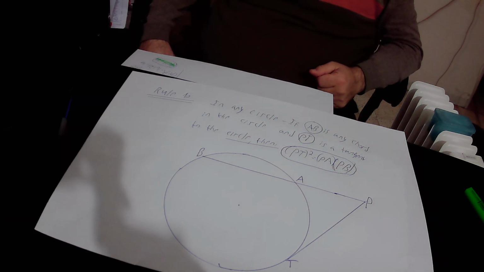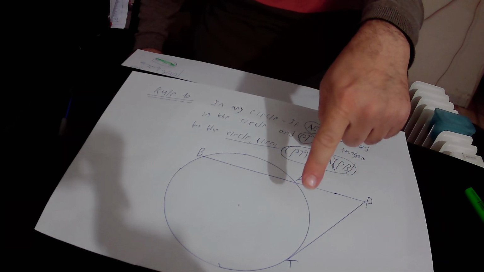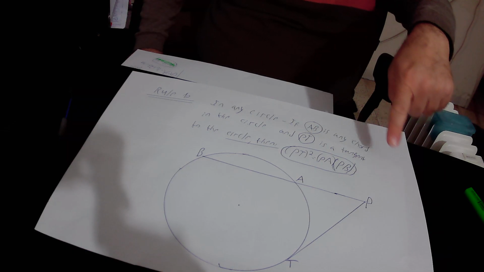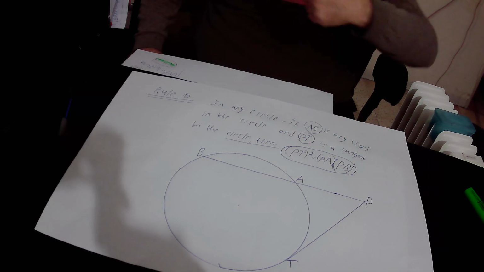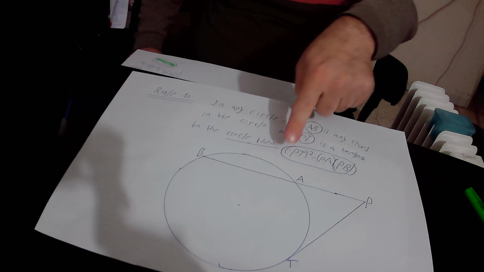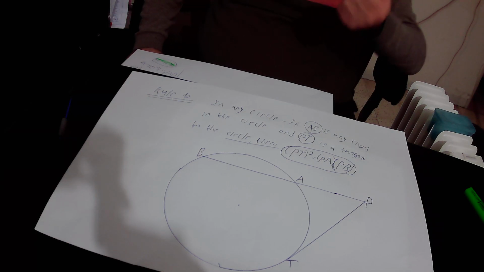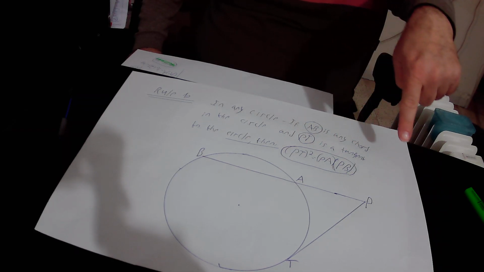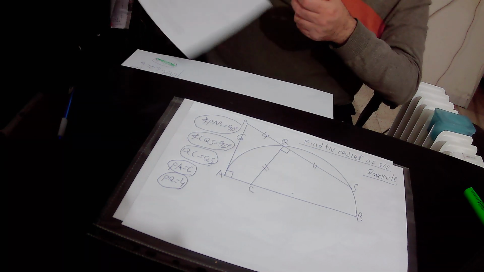Repeat again. We have tangent PT, that is tangent to this circle at point T, and we have line segment PB that cuts the circle at points A and B, and AB is also a chord in this circle. So the following equation is true here: PT squared equals PA times PB. Actually, we can implement rule number 10 in our drawing.